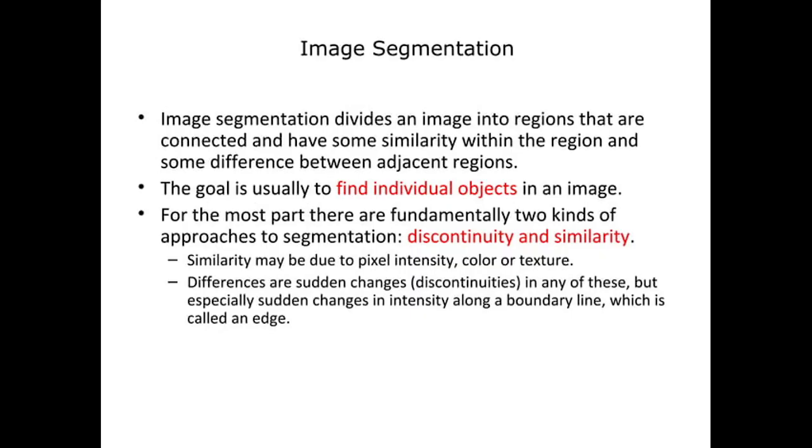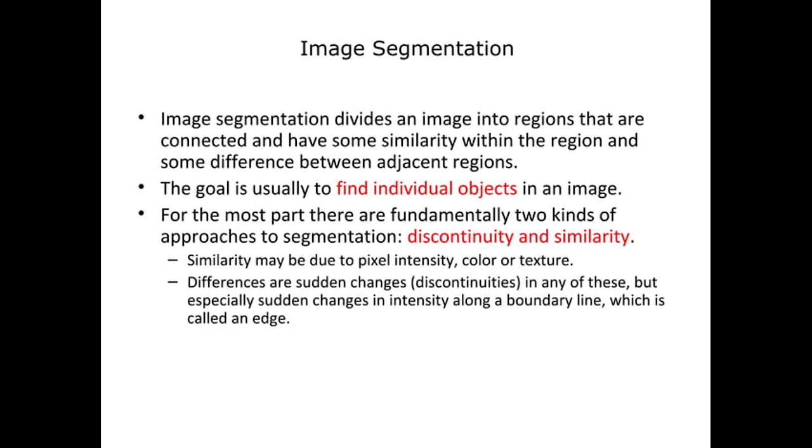First we will see about image segmentation. As we all know, segmentation is nothing but dividing an image into regions that are connected and have some similarity within the region and some difference between the adjacent regions. Our goal is to find individual objects in an image. So how can we find the individual objects?